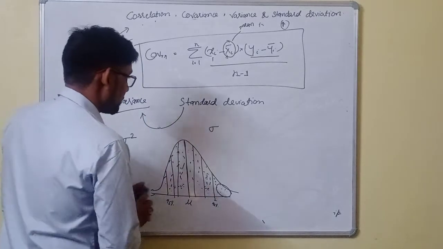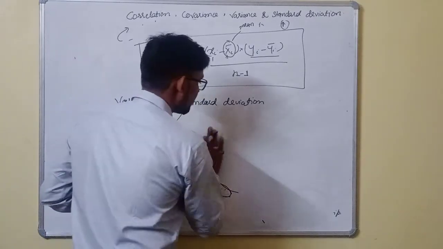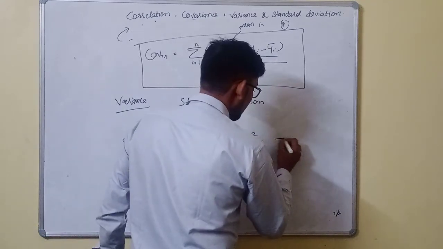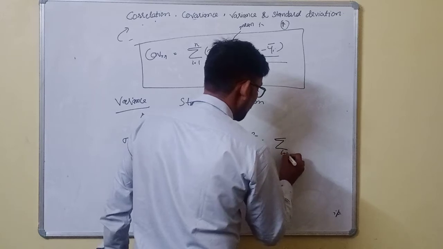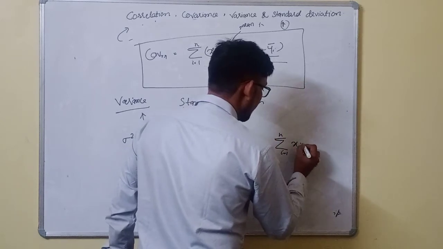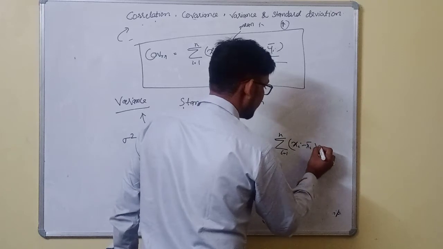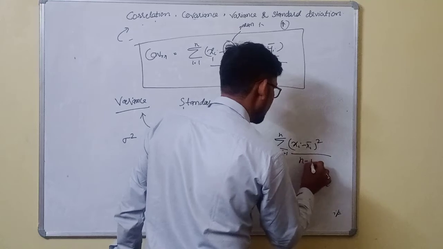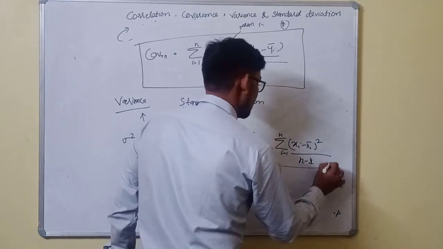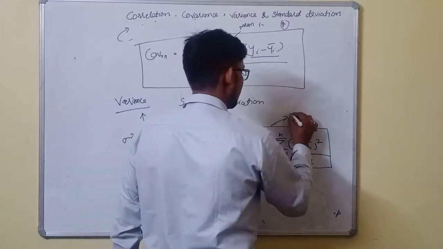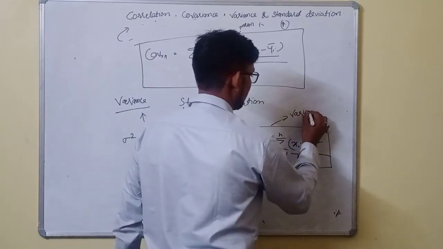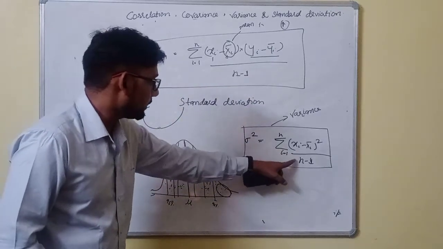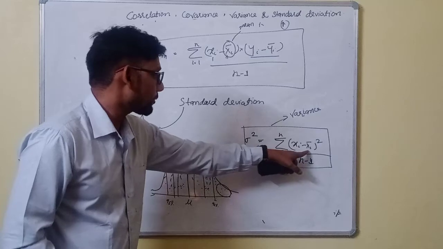Right. So the formula of variance: variance sigma square is equal to the summation of i equals 1 to n of (xi minus x bar) whole square, divided by n minus 1. This is the variance, right? So basically we are trying to get the average of the squared differences of the points from the mean.